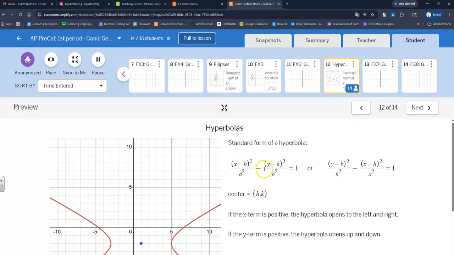You also can switch these terms here where your y term is positive and your x term is negative. That's going to cause the hyperbola to open up and down instead of left and right. So I'm going to let you write these things down so that you have them, and then your last two slides have some hyperbolas for you to play with.